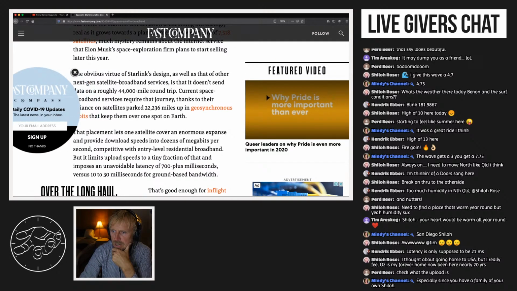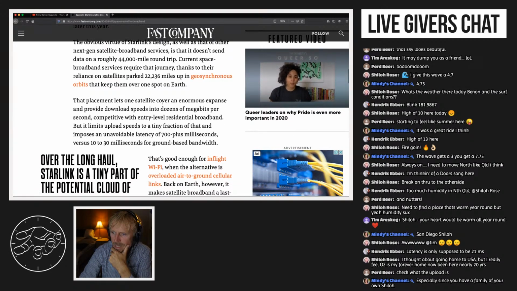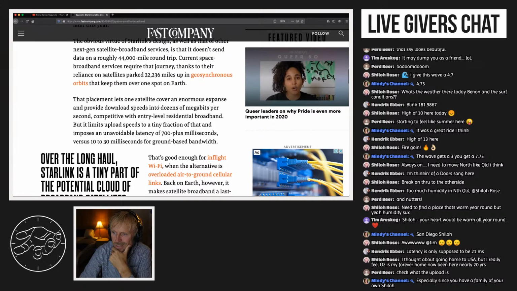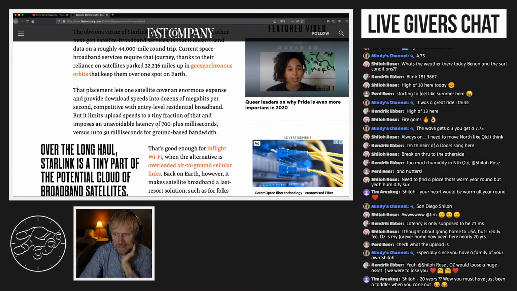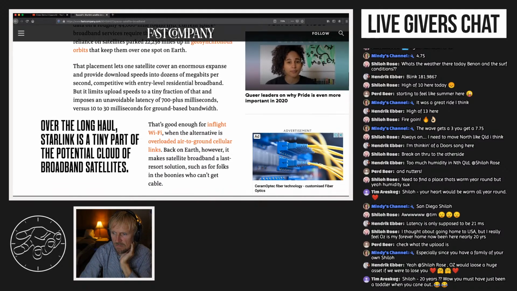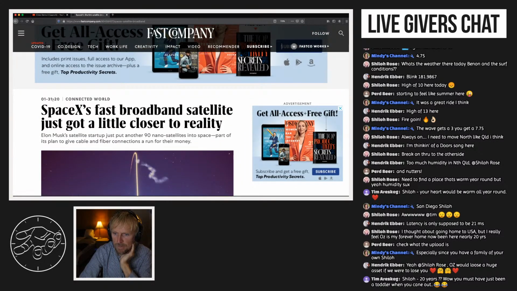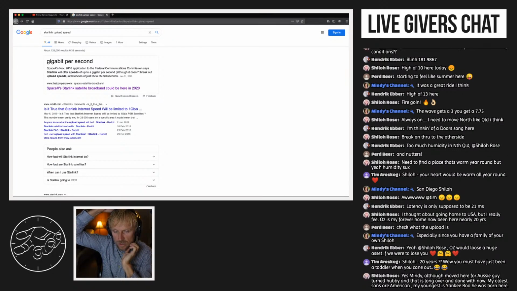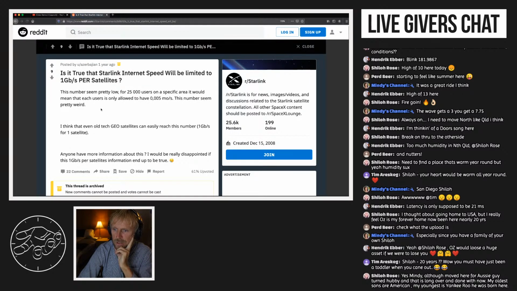The obvious virtue of Starlink's design, as well as that of other next-gen satellites, is that it doesn't send data from roughly 400 current space bound. That placement lets one satellite cover an enormous expanse and provide download speeds into dozens of megabits per second, competitive with entry-level residential broadband. But it limits upload speeds to a tiny fraction of that, and it imposes an unavoidable latency of 700 plus milliseconds. I mean, this doesn't sound very good. From 31st of January this year, so that's kind of a dated report. Is it true that Starlink internet speed will be limited to 1 gigabyte per satellite?